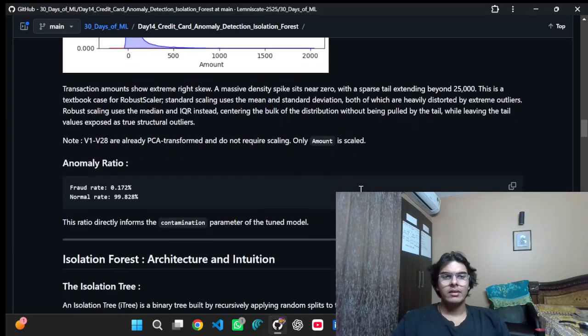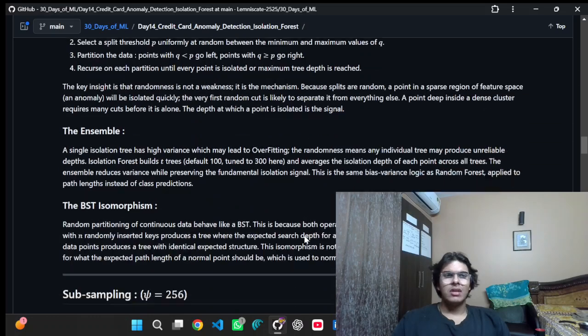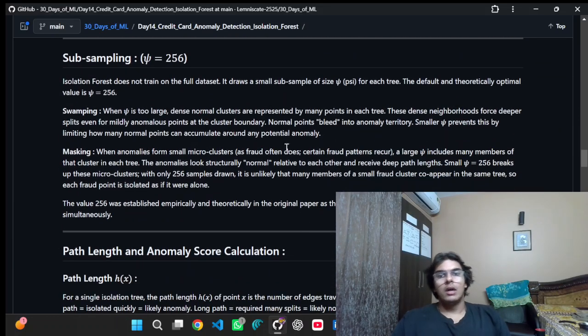I have mentioned it. Okay, this is the architecture and intuition. This is very important: subsampling. Why are we not using the entire sample size for making the tree? So we are using a sample size. These are the two reasons, basically. These are very important theoretical concepts for isolation forest.